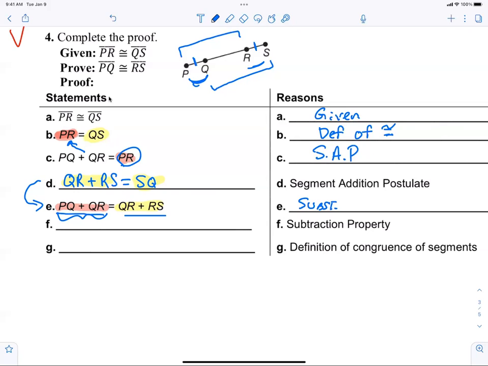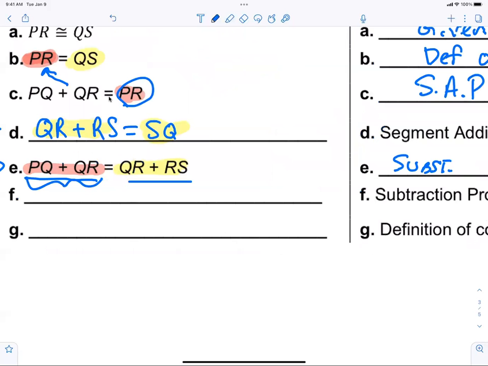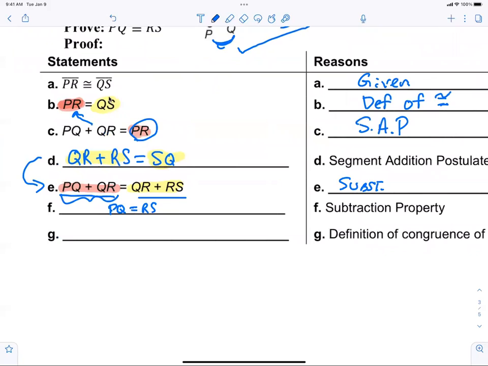Everybody's good with that? All right. Now, of course, we're just subtracting QR, right? So that was kind of easy. We can say PQ equals RS. And then we say PQ is congruent to RS. All right, that is pretty formal.